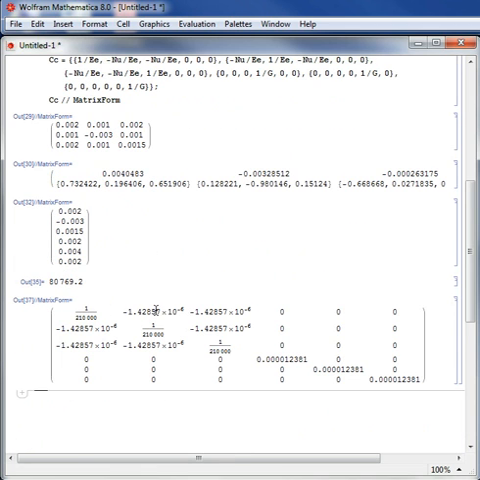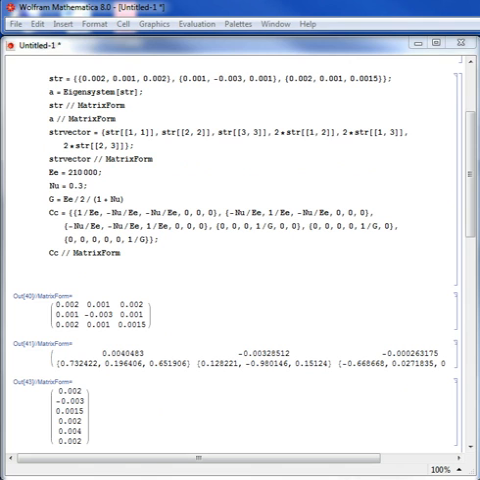1 over E, Poisson's ratio over E, Poisson's ratio over E. So this looks correct. This is my matrix C. Now the matrix C relates the strains to the stresses. In fact, the strain vector is actually equal to C multiplied by the stress vector.